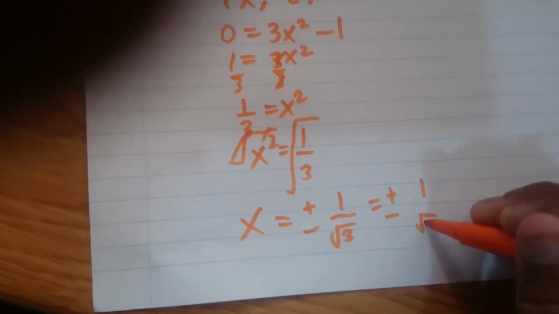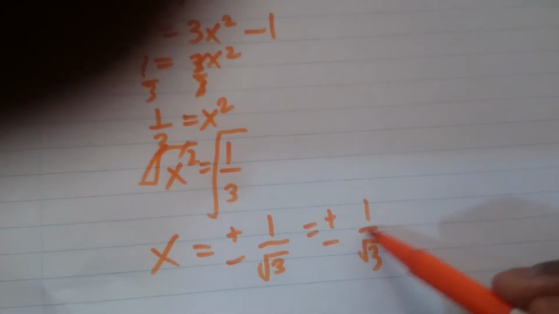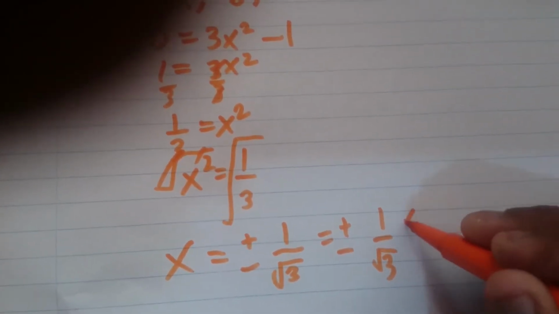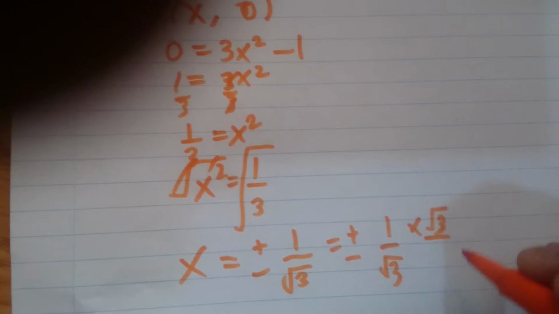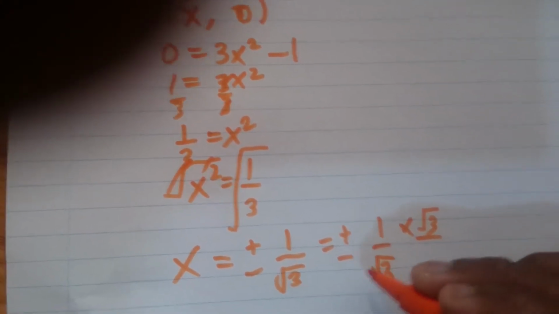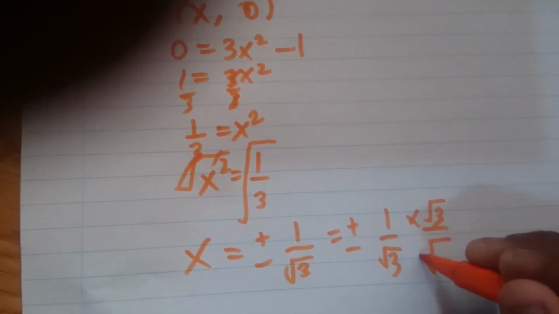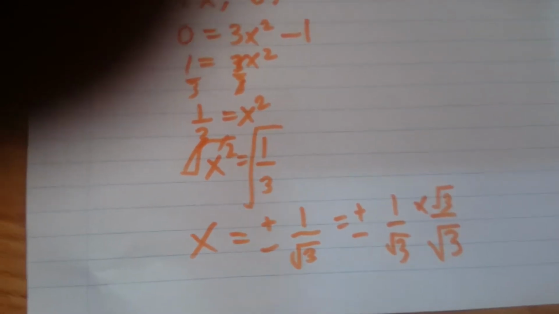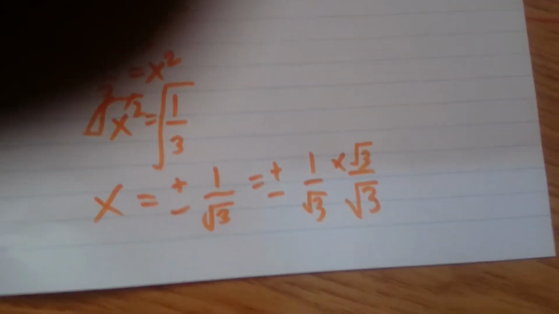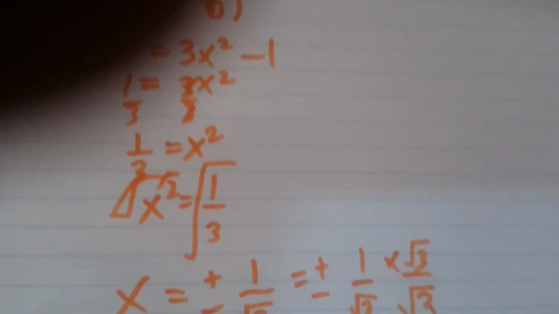To rationalize the denominator, because most of the time it's not good to have a root in the denominator, you multiply by the same thing up and down. So we multiply by the square root of 3, up and down. If there is anything you don't understand, please let me know. I can make a video explaining in detail how to rationalize the denominator. But for right now, I want to solve this problem.